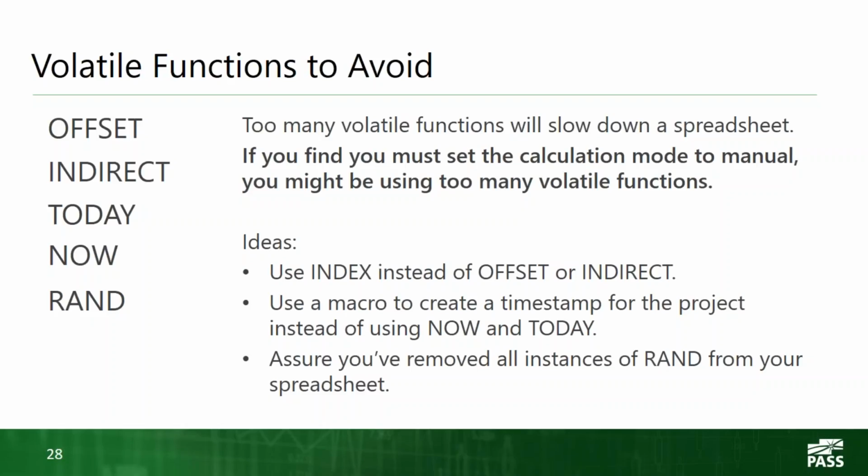In the case of OFFSET and INDIRECT, these are both lookup functions, and I would argue that you should use INDEX instead. INDEX is easier, it's much faster, and it's non-volatile. INDIRECT is unfortunate to give up because it is actually a very useful function. But I will acknowledge here, as I always do, that you can't always get away from them. So my argument to you is to minimize them and mitigate them as much as possible. If you have to use one, don't use it for everything. Try to use INDEX as much as possible.